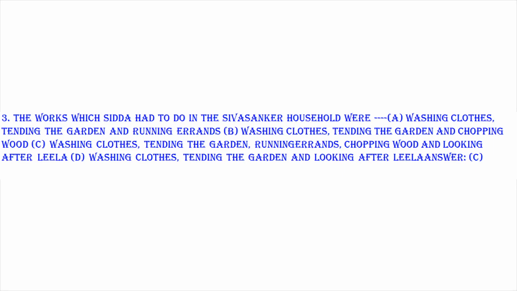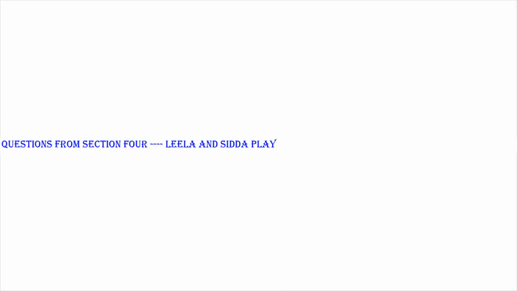3. The works which Siddha had to do in the Shivasankar household were, A. Washing clothes, tending the garden and running errands, B. Washing clothes, tending the garden and chopping wood, C. Washing clothes, tending the garden, running errands, chopping wood, and looking after Leela, D. Washing clothes, tending the garden and looking after Leela. Answer, C.